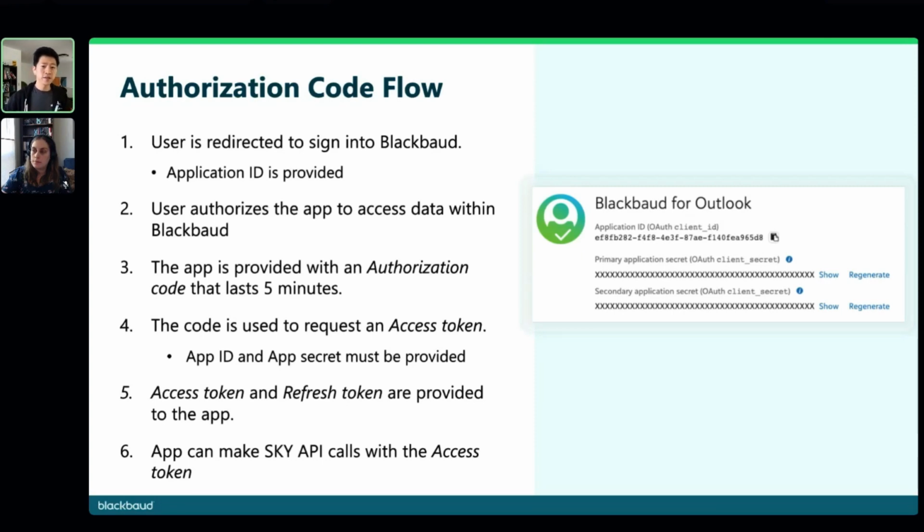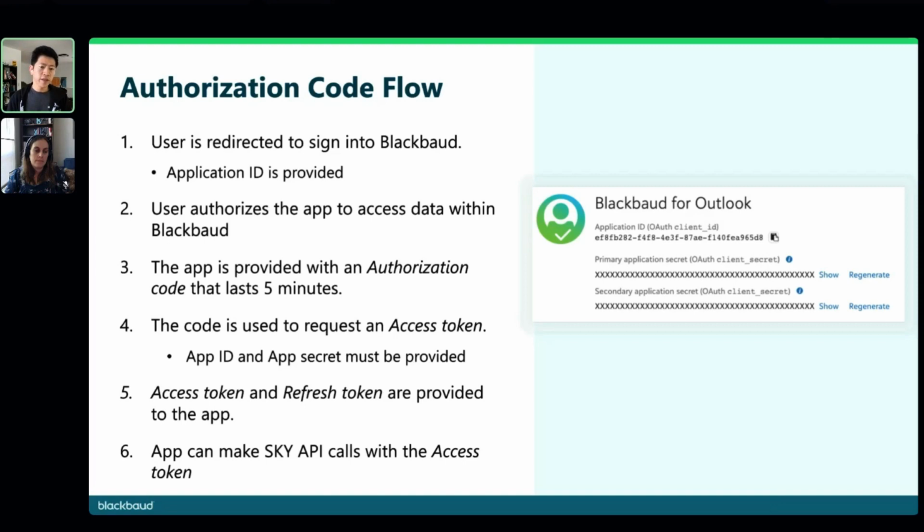The access token is a highly sensitive value because that's what's used to make API calls. So with every API call you make, you have to provide the access token. And whoever holds that access token can make API calls to the Blackbaud environment that it was authorized to call. So within that 5-minute window, the app has to request that token, and it also has to provide the app ID and the app secret in that request.